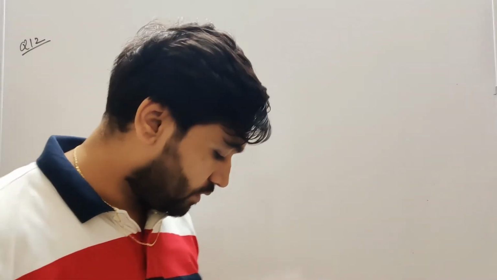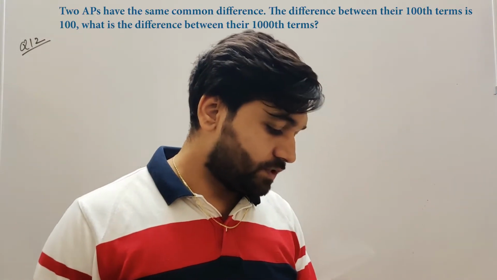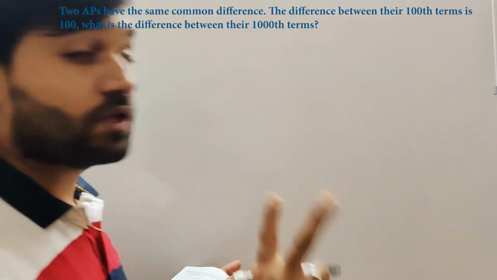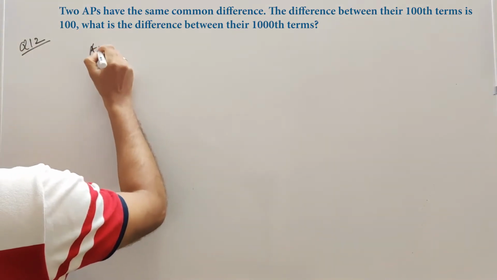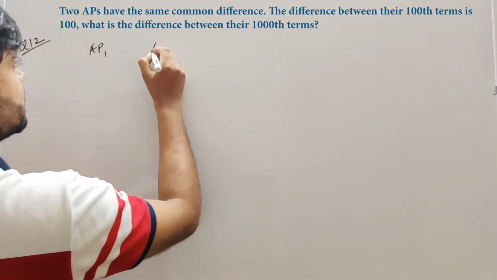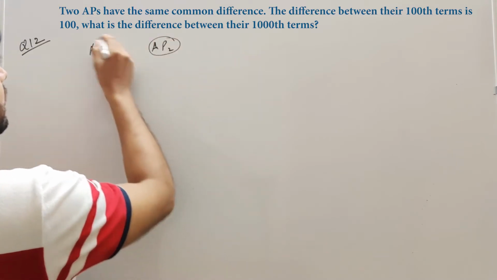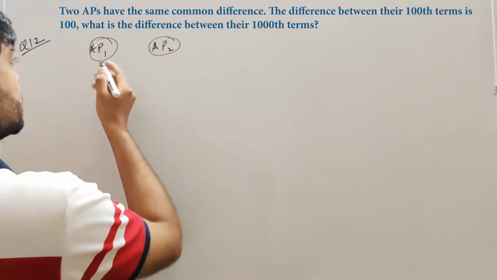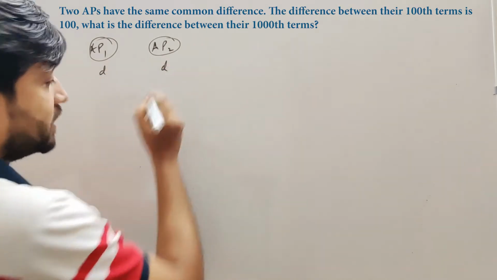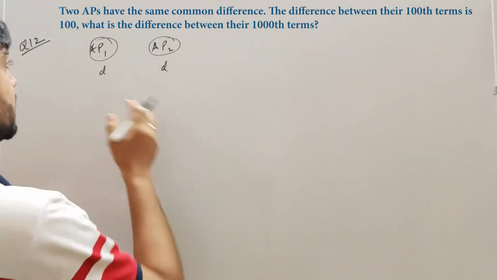Okay, so the next question, number 12. It says two A.P.s have the same common difference. So there are two A.P.s. Let's say I have this one AP1 and this is AP2. They have the same common difference. So this is small d and let's say this is also small d.